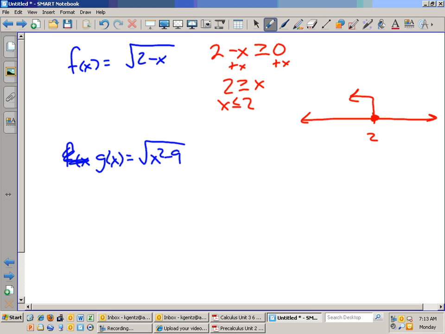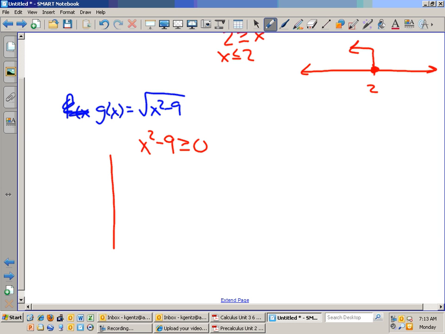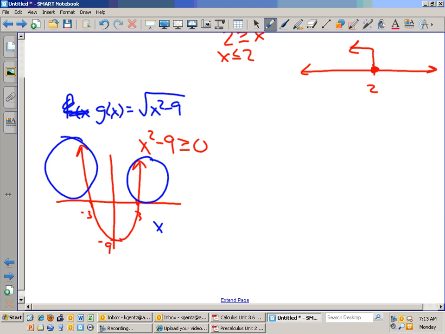For this one, g of x is the square root of x squared minus 9. That means that x squared minus 9 has to be greater than or equal to 0. And if you were to graph that, you would say that it's down 9 units. It comes up through negative 3 and positive 3, just like so. And so you realize that for g, you look for where the graph is above the x-axis, to solve that, as we've done before. So x would have to be greater than or equal to 3, or x would have to be less than or equal to negative 3.